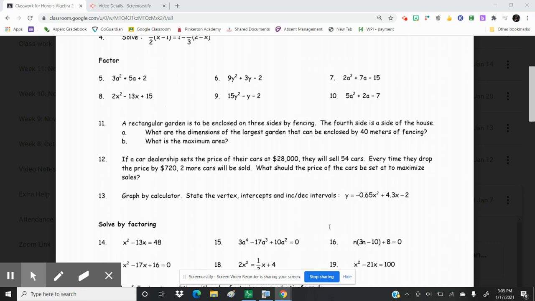All right, so now this is midterm review 1, number 12. If a car dealership sets the price of its cars at $28,000, they will sell 54 cars. Every time they drop their price by $720, 2 more cars will be sold. What should the price of cars be set at in order to maximize their sales?